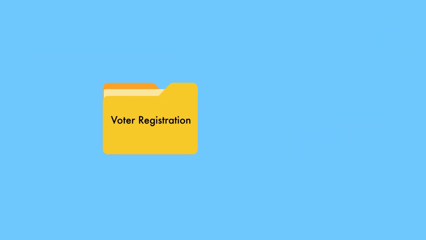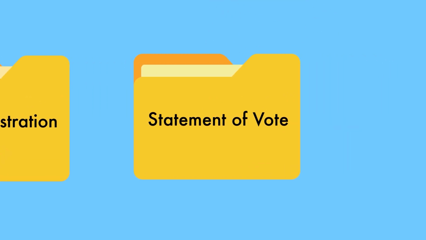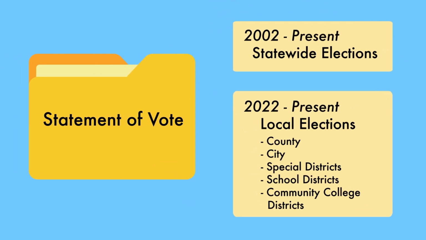In addition to the registration data, we also process and provide statement of vote data for each county. The statement of vote files are produced on the precinct level, and they report the way that voters in each precinct voted for the measures and contests on their ballots.